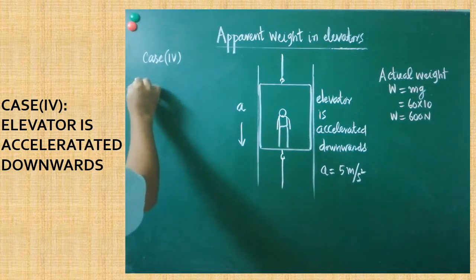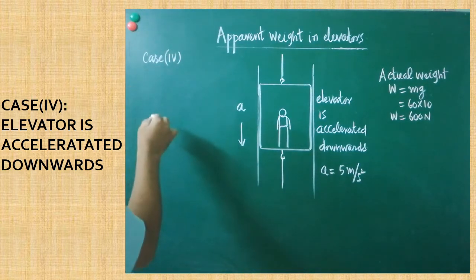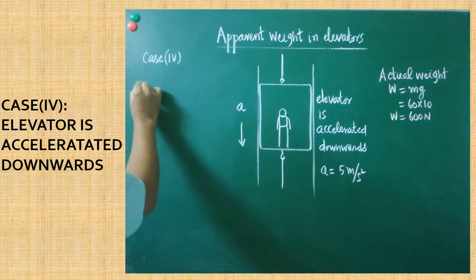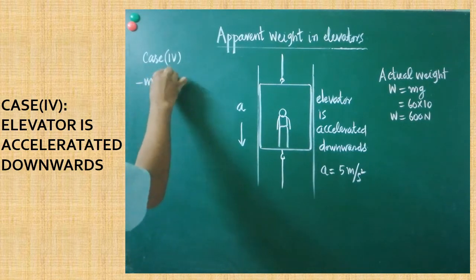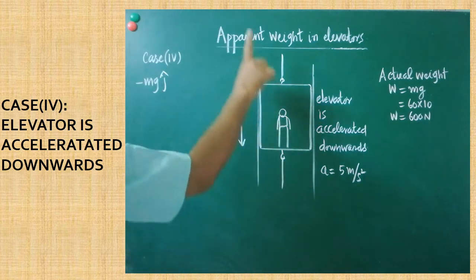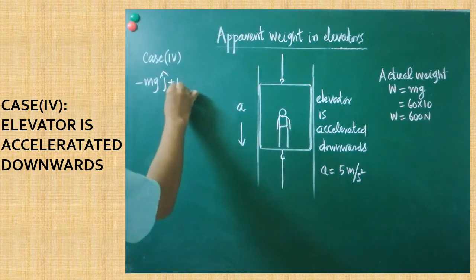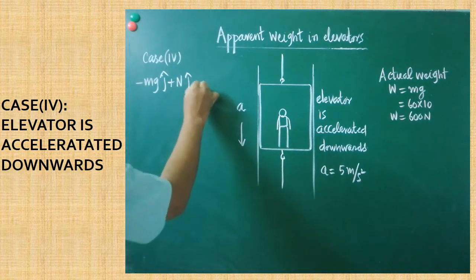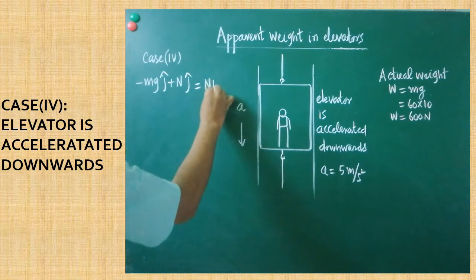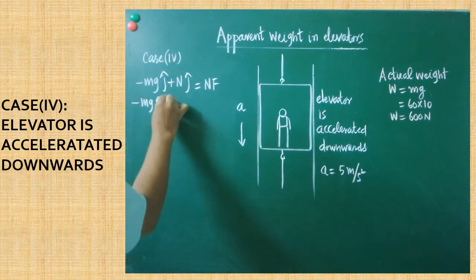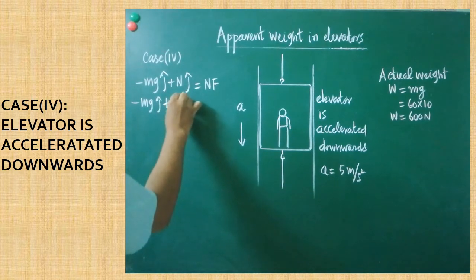Are you clear? So how do we start? Again we have to apply Newton's second law. There is a downward force, the gravitational force, which can be written as minus mg j cap. After that there will be a normal force acting in the upward direction, which should be written as N j cap. This must be equal to the net force as per Newton's second law: minus mg j cap plus N j cap.